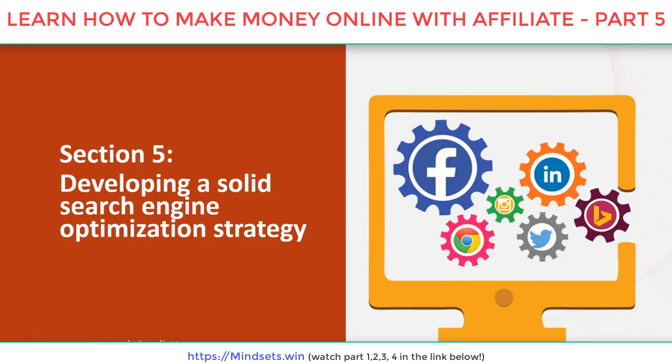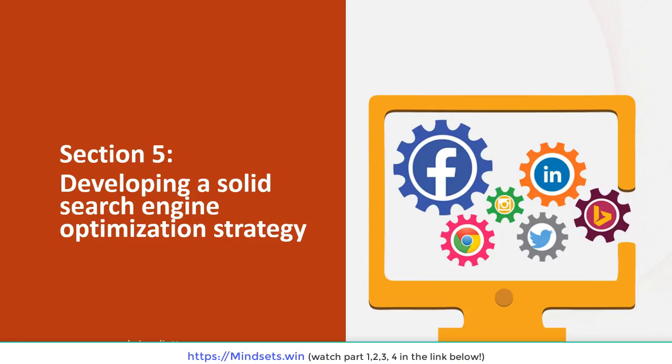So in this particular video, I'm going to be talking about developing a solid SEO, or search engine optimization, strategy for your affiliate promotions. At this point, you should already have an affiliate program. You should already have signed up at a few affiliate networks. You should also have a website with tons of content related to your particular niche at this point.